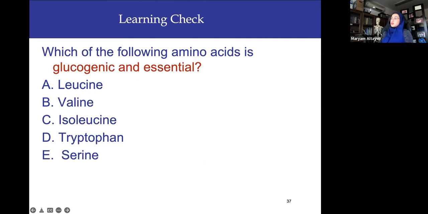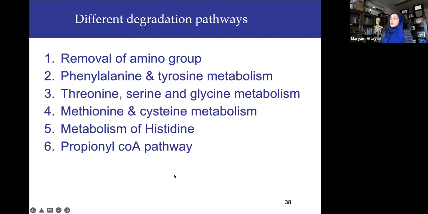The answer is valine. So remember, leucine is ketogenic, isoleucine is both, tryptophan is both, serine is exclusively glucogenic, but it is not an essential amino acid. Okay, so you guys are good.